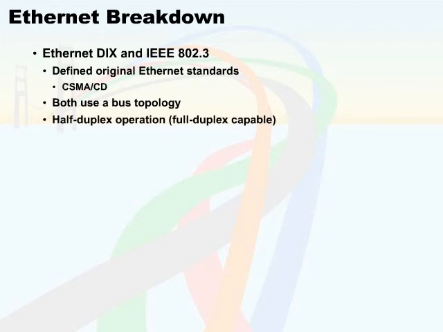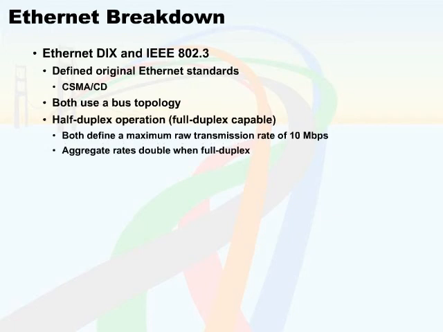This means that even though I have a raw transmission rate of 10 megabits per second, I can actually have my aggregate rate doubled when I am using full duplex communications. And this means that I'm using a network interface card that supports full duplex, I'm using the appropriate cable type that supports full duplex, and I'm plugged into an Ethernet switch that supports full duplex. If all of these preconditions are true, then I can have a connection which is a much more scalable connection than what was defined by the original standard.